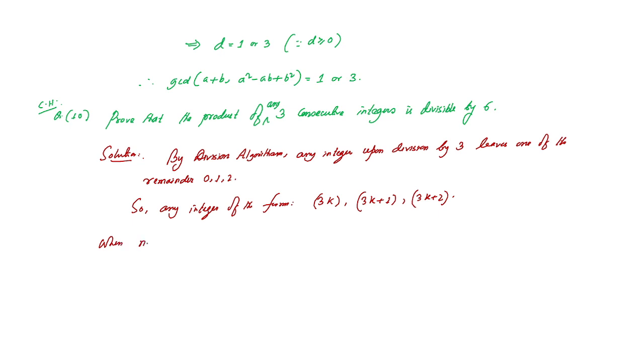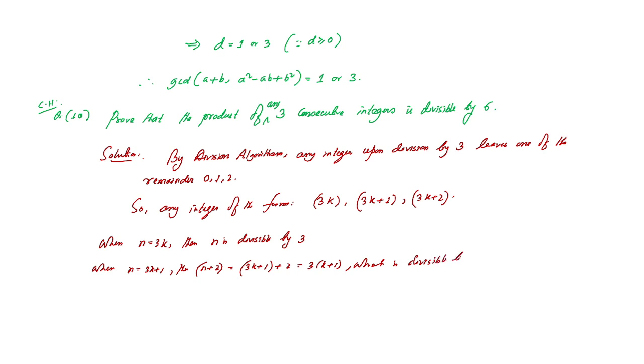Now when n equals 3k, then n is divisible by 3. And when n equals 3k plus 1, then n plus 2 is 3k plus 1 plus 2, so it will be 3 into k plus 1, which is divisible by 3. And when n equals 3k plus 2, then n plus 1 is 3k plus 2 plus 1, that means 3 into k plus 1. So that will be divisible by 3.